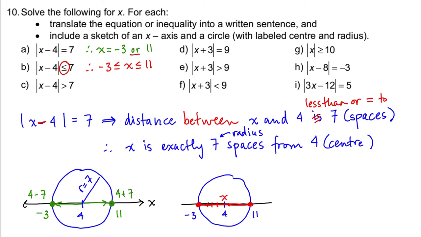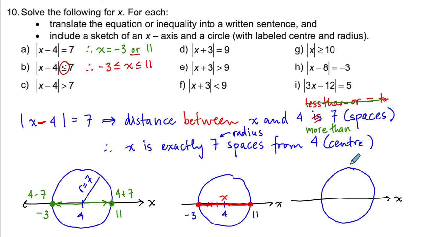And in the last part, part C, we've replaced the inequality symbol this time with a greater than symbol. So instead of less than or equal to, we have purely more than, or greater than. So in this case, on our circle, the same radius, the same center, the same x-axis boundary points, but instead of being on the circle or inside the circle, the x values that we want will be outside the circle. We want to be more than 7 spaces away from the center.